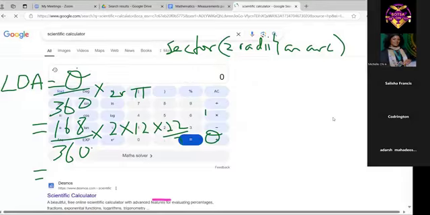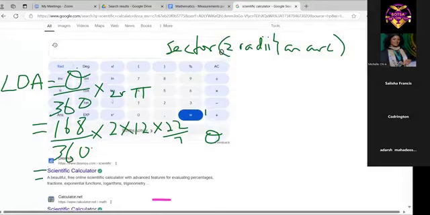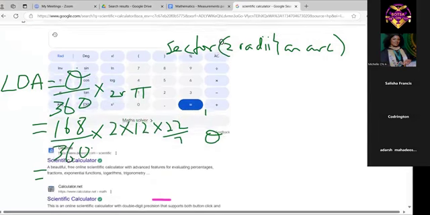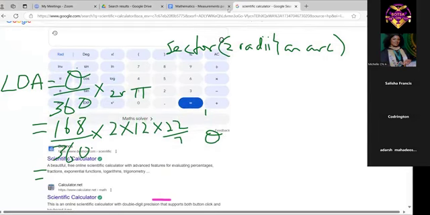Oh my. So let me see how I can put this here. I'll take off this top piece.